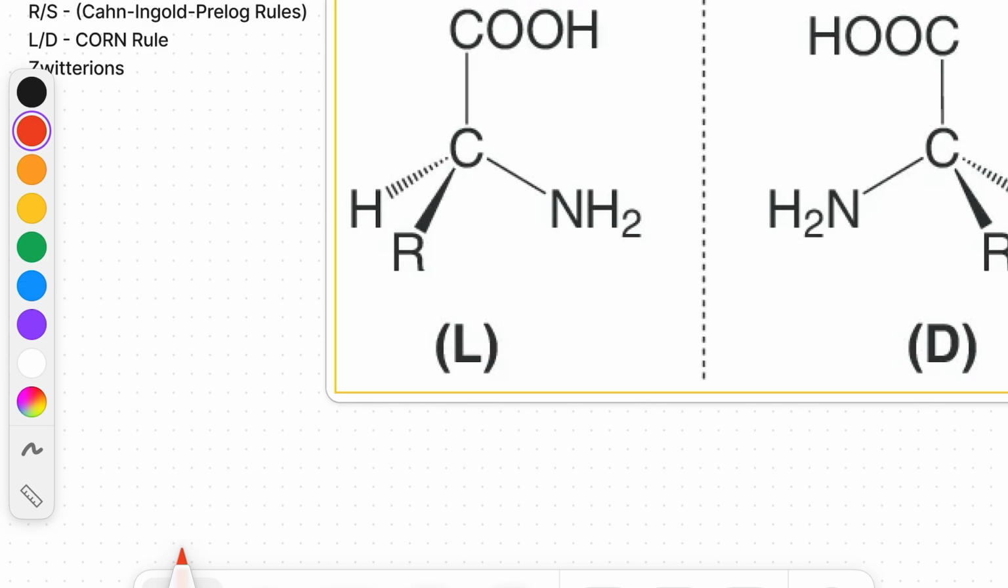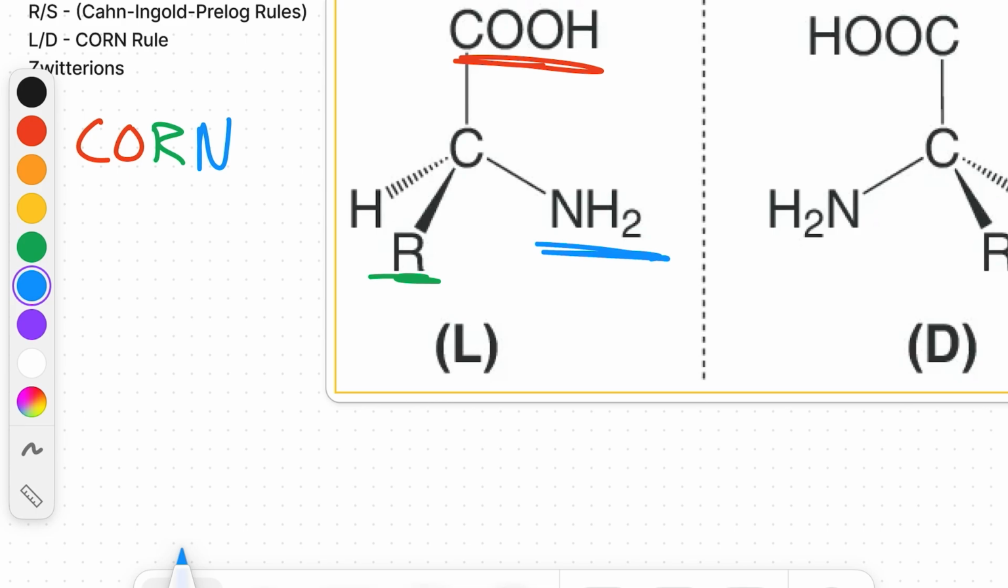Like I said, L and D, relative configuration, is the configuration of the molecule as a whole. So we can use what's called the CORN rule to figure out the L and D configuration. So the CORN rule, we have CO, we have R, and we have N. I wrote it like that because I want to split it up into its individual groups. So we have CO, we have the R group, which is just whatever side chain, and then the amine group.